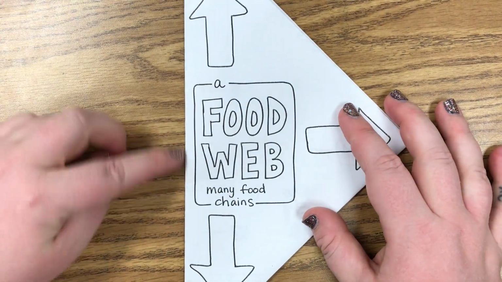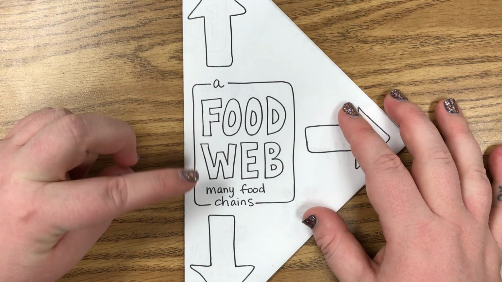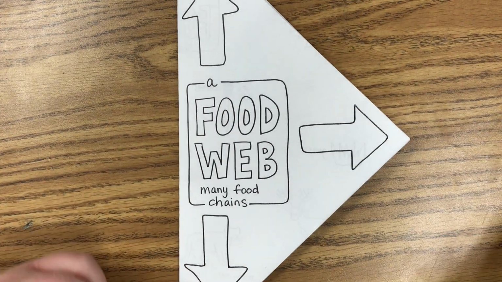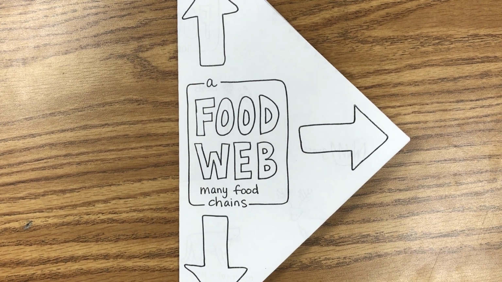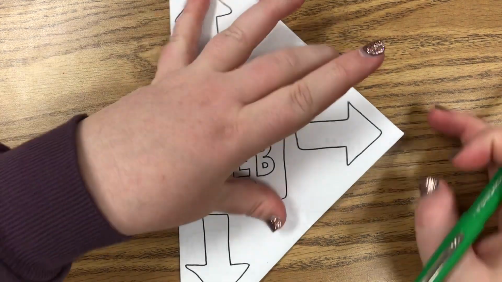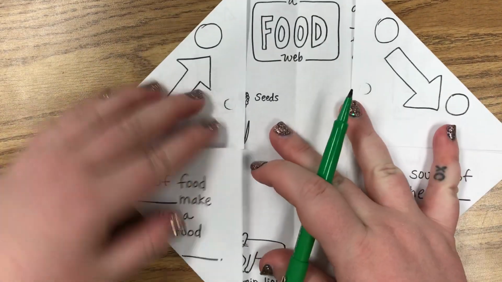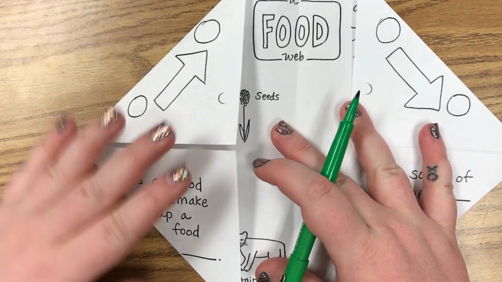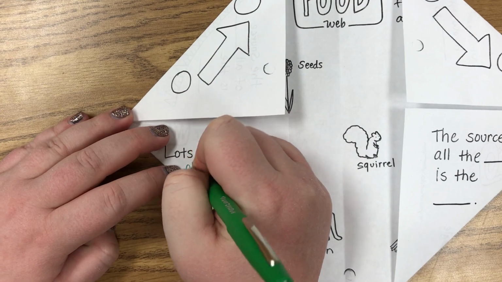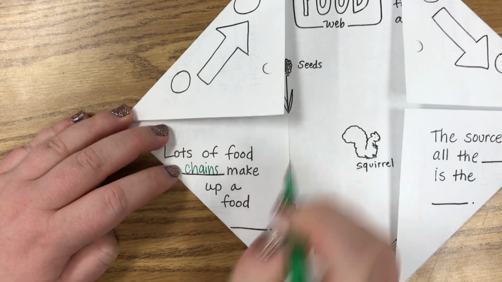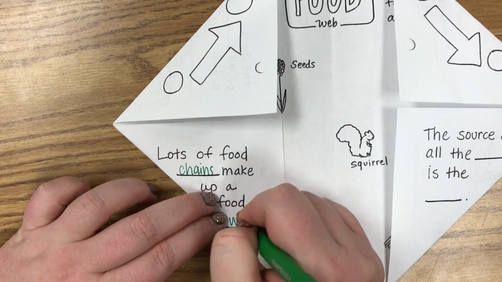So this is a food web, and a food web contains many food chains. So this might be familiar from 3rd and or 4th grade. You may have heard of food chains. It shows what an organism eats and how it survives in its ecosystem. So if you open it up, we're gonna fill this out. So lots of food chains make up a food web.